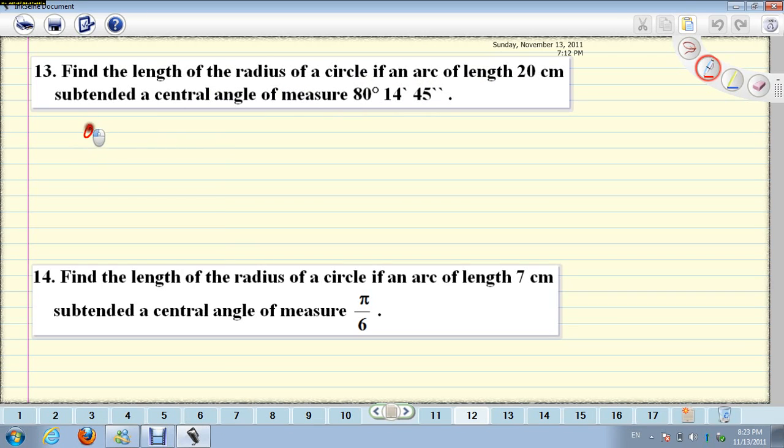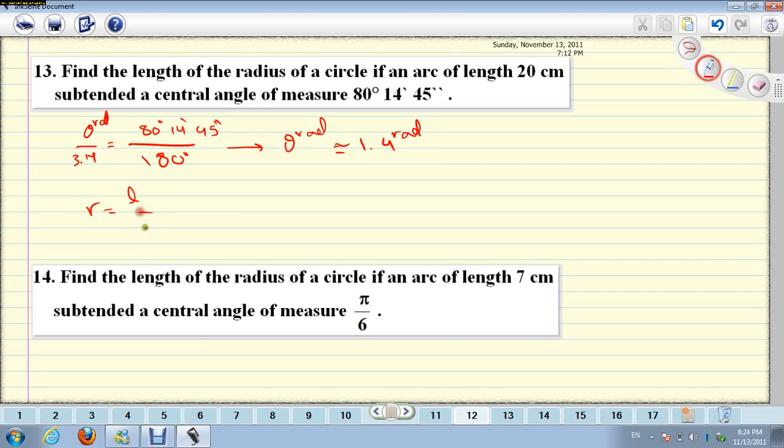Again, we're gonna get theta rad over 3.14 equals 80 degrees, 14 minutes, 45 seconds over 180. We can't get the length of the radius until we have theta rad, so I'm gonna get theta rad. Theta rad is approximately 1.4 rad.